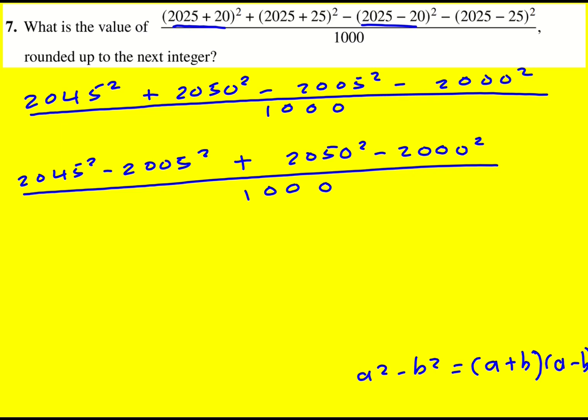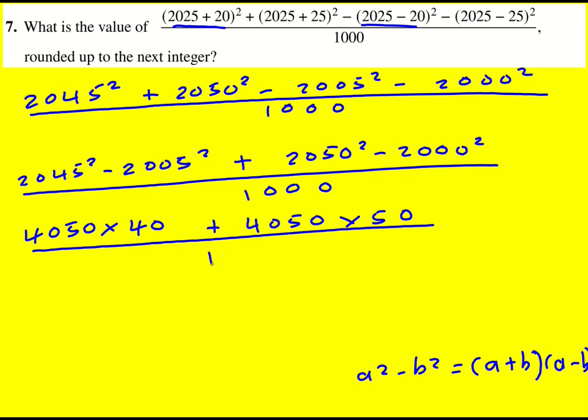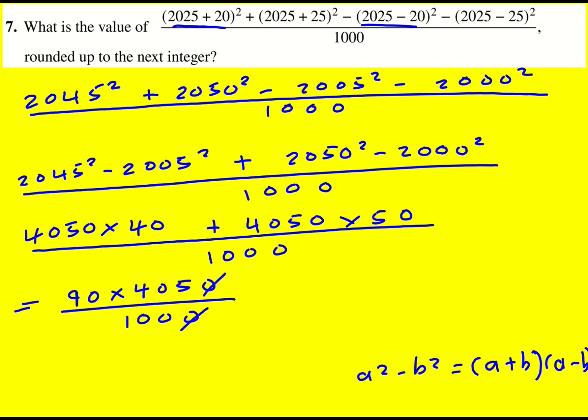So I can do that here. I can add them together, and I'm going to get 4050, and then multiplied by the difference, which is 40. For this next one, add them together, again gives me 4050. You can see this is working really well, and in this case I'm going to times by 50. And that will become 90 lots of 4050. We can cancel out a 0 there, and here as well.